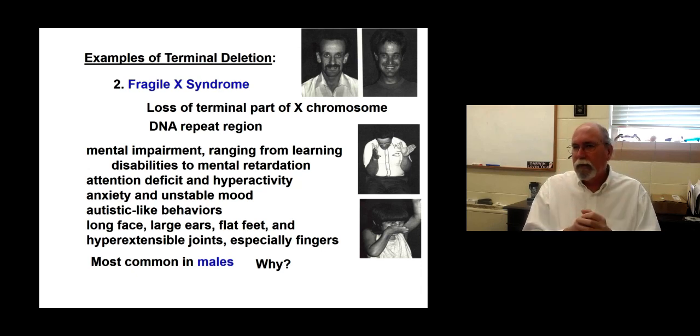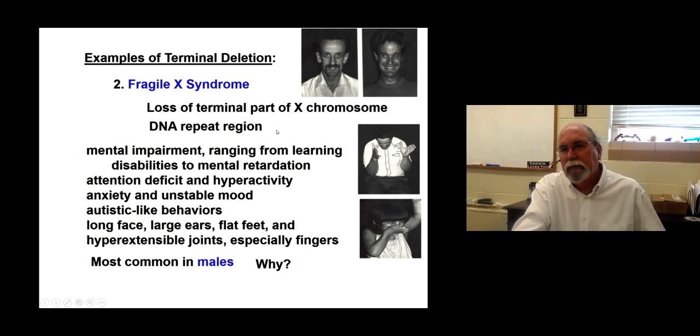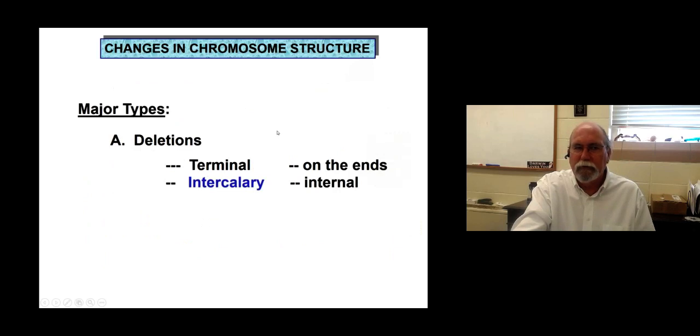And of course, they have the Lyon hypothesis and all of that. So we lose one of the X's anyway in females. So they potentially will displace, for the most part, the one of these X's that has the problem, right? So those are two good examples of terminal deletions. There are many others. If you look through de Grouchy's book, you can see that there's lots of these terminal type deletion effects that are going to occur.